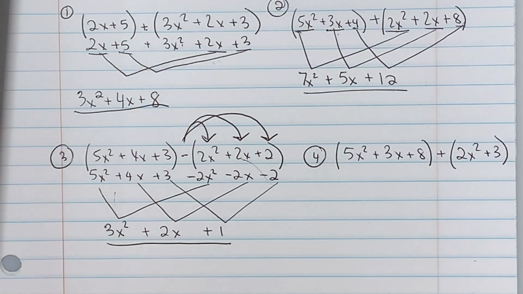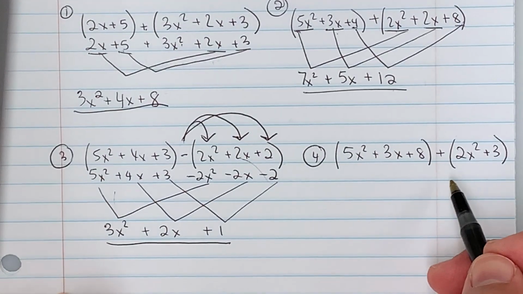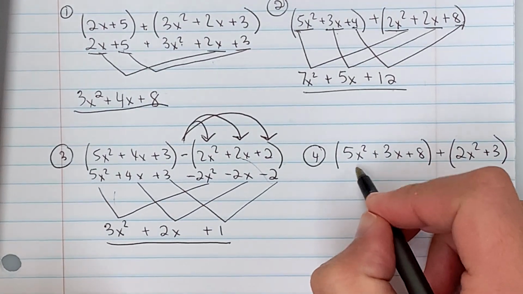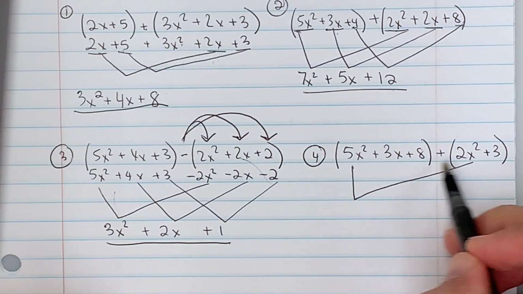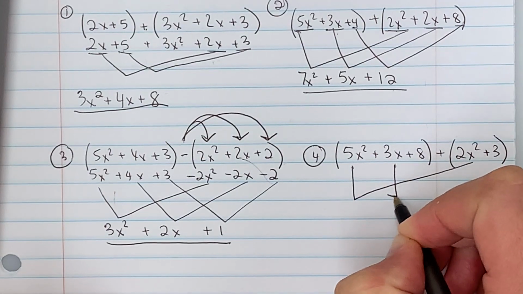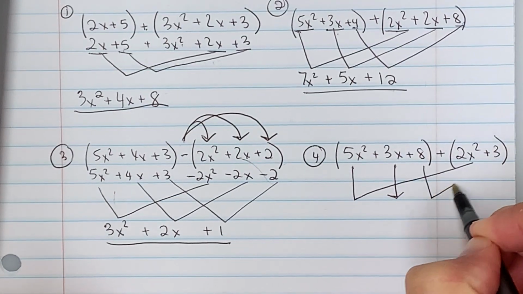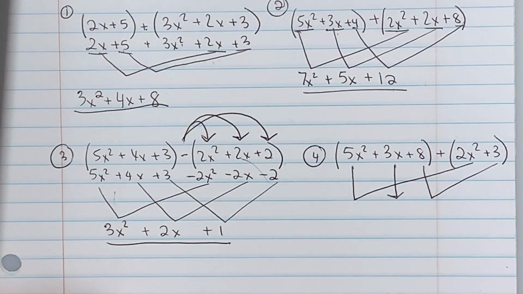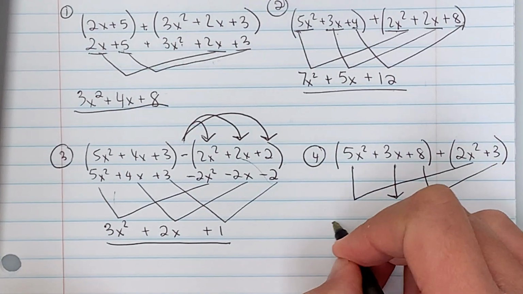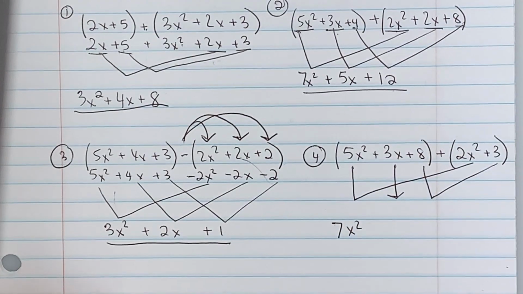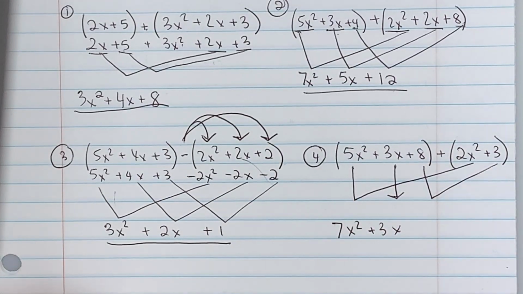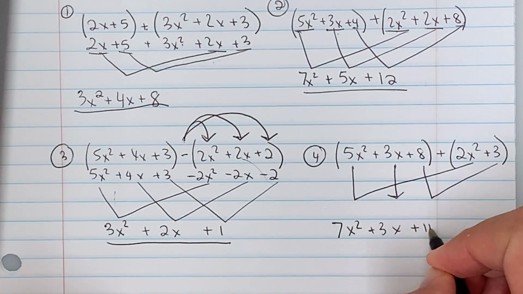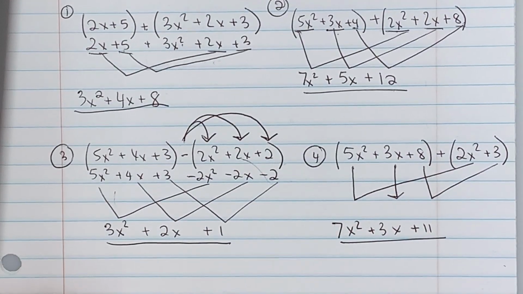All right, let's see how you did. So there's no negatives to distribute, so we can go ahead and just add these up as is. So I've got a 5x squared over here, and I have an x squared over there. If you notice, I don't have any x's, so I'm just going to bring that one down. And then 8 and 3 are like terms, so we're going to add those up. 5 plus 2 is going to give me 7x squared. The 3x just comes on down, plus 3x. And then 8 plus the 3 would give me 11, bring down plus 11. There we go.